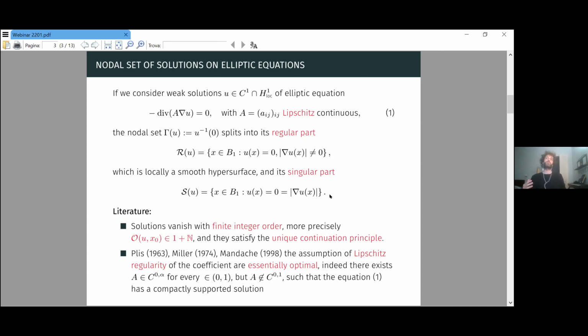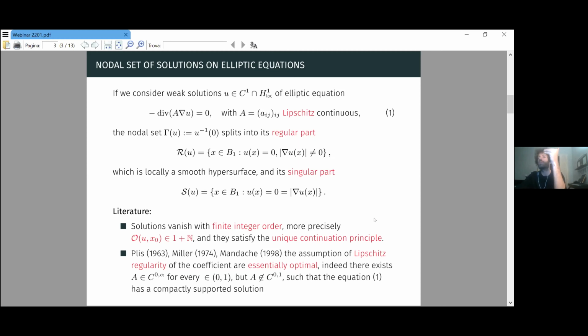So you decide to study the possible configurations of the function near the zero set, and then to understand better the structure of this singular part. These are the common questions. You can actually prove the following result. You can prove the unique continuation principle: if you take a function which solves an equation on some, let's say, box, it can be identically zero on some open subset if and only if it is identically zero in the whole box.